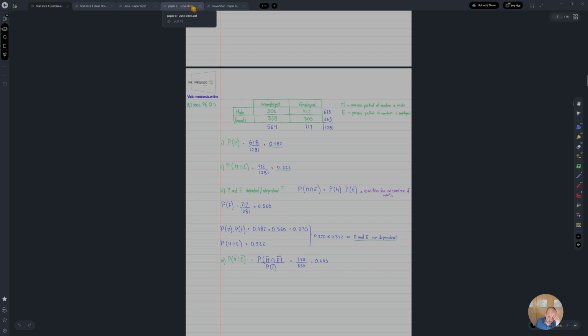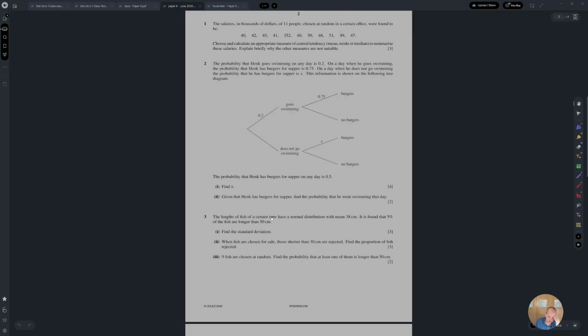Next exam is from June 2006, and it's this question over here. The probability that Hank goes swimming on any day is 0.2. On a day when he goes swimming, the probability that Hank has burgers for supper is 0.75. On a day when he does not go swimming, the probability that he has burgers for supper is X. This information is shown on the following tree diagram. You also know that the probability that Hank has burgers for supper on any day is 0.5.